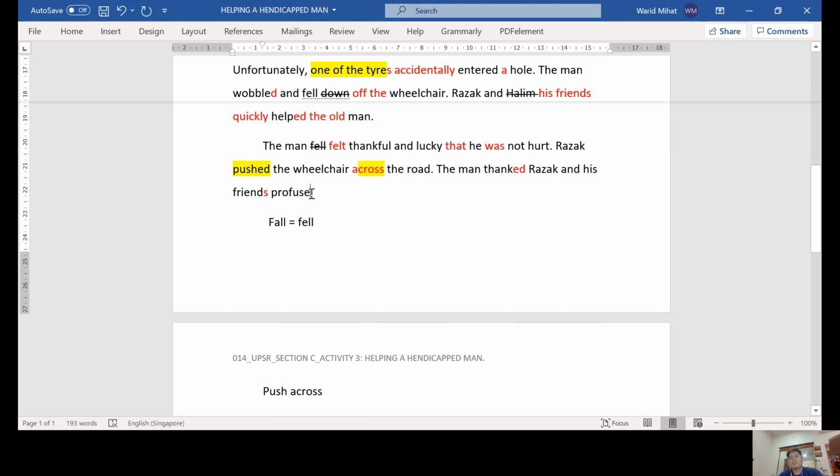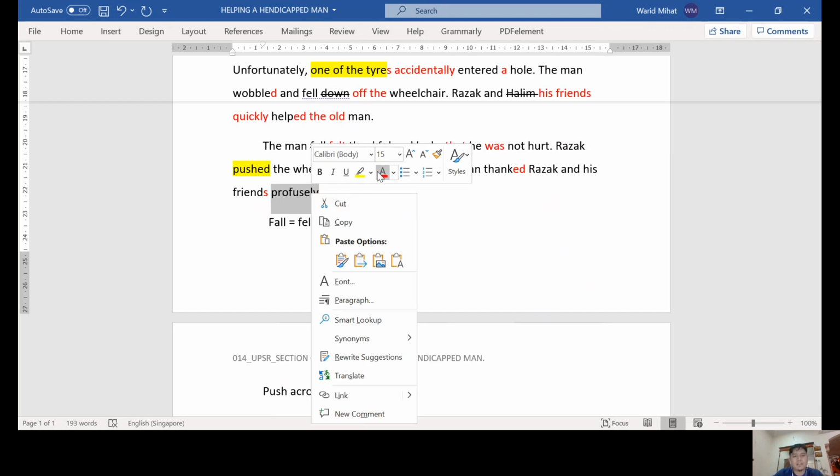Profuse. Okay. Profuse ni dia nak describe kata kerja. Thank. Berterima kasih bersungguh-sungguh. So, apabila kita nak describe kata kerja, maka kita guna adverb. Apa tanggungjawab adverb? Mendescribe. Okay, to describe the verb. So, what should you do? You kena tambah ly lah dekat belakang ni kan. So, profusely. Alright. Then, barulah it makes sense.